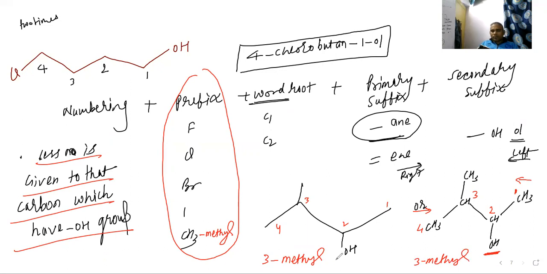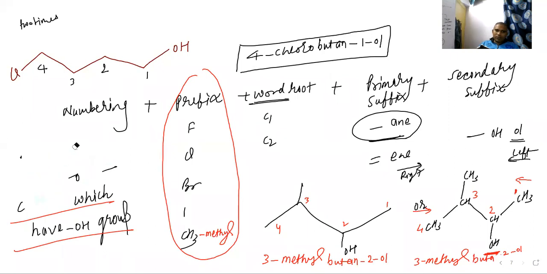Then what root is there? That is but. 3-methylbut. Single bond is there: butane. 2-ol. 3-methylbutan-2-ol. Here is the butane, and here is 2-ol. Is it okay? Yes, sir. Okay, let us try to write down some more difficult problems.